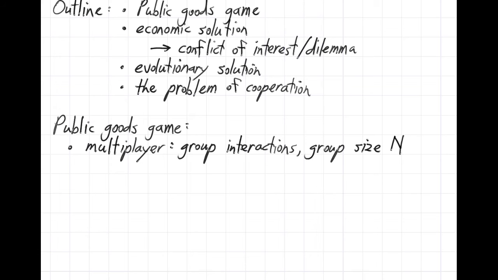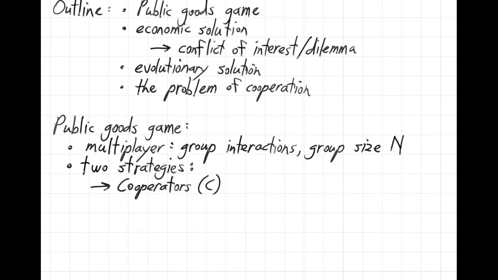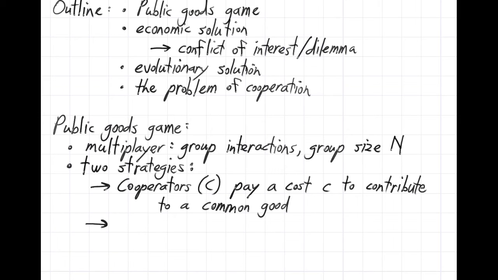So this is just one example of a multiplayer game, and the way we'll set this one up will make it clear why it's called the public goods game. In this game, there are two possible strategies. There are cooperators, and we'll denote that strategy by C sometimes. They pay a cost, and let's call that little c, in order to contribute to a common good or a public good. The other strategy is to defect, call that big D, and they contribute nothing.